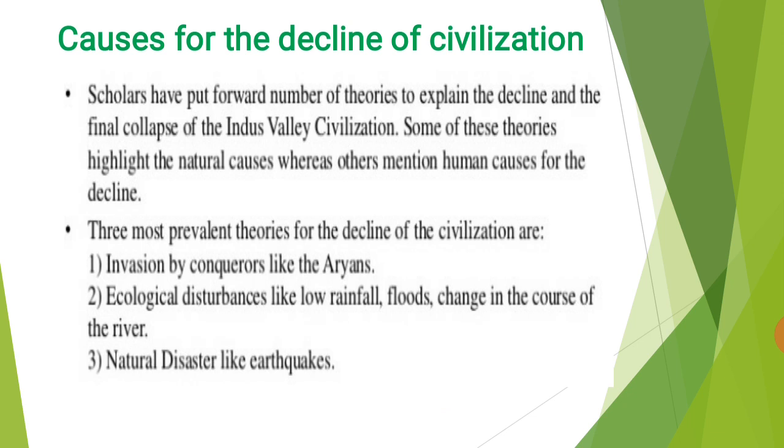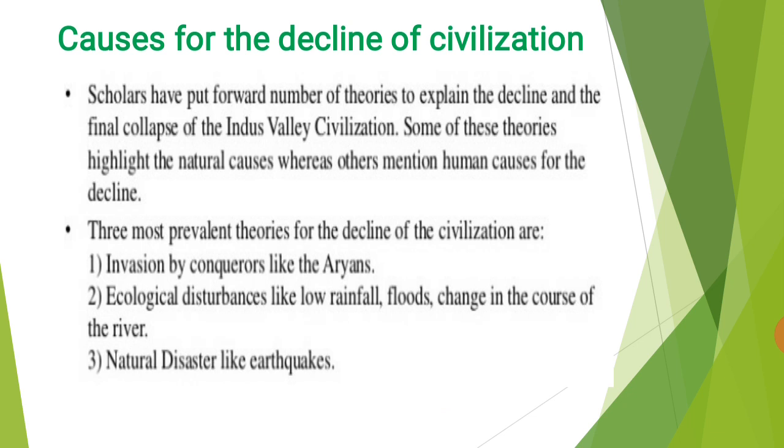There are three most relevant theories to say how the Indus Valley civilization declined. The first is that it may be due to the invasion of Aryans who moved from Central Asia to India. Then ecological disturbances like low rainfall, floods, or change in the course of rivers might be the reason for the decline. The last reason they give is natural disasters like earthquakes. These are the three important theories related to the causes for the decline of the civilization.